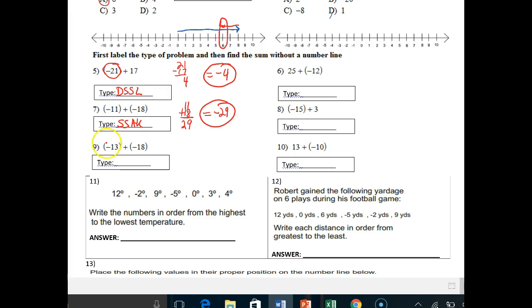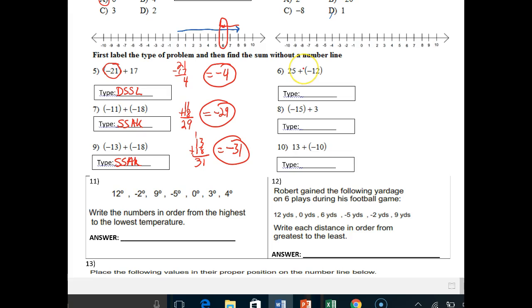Number 9, negative 13 plus negative 18. Same signs. They're both negative, SSAK. So add them up and keep the sign. So I'll say 13 plus 18 should give me 31, but that's not my answer. Keep the sign. The negative matters. You got to be a surgeon with this, negative 31. If you're an individual that writes a small negative sign, I will often probably mark you wrong if you're writing something like this, right? That's too small. Make sure it's a clear negative sign, right? And all your answers, if your answer is negative.